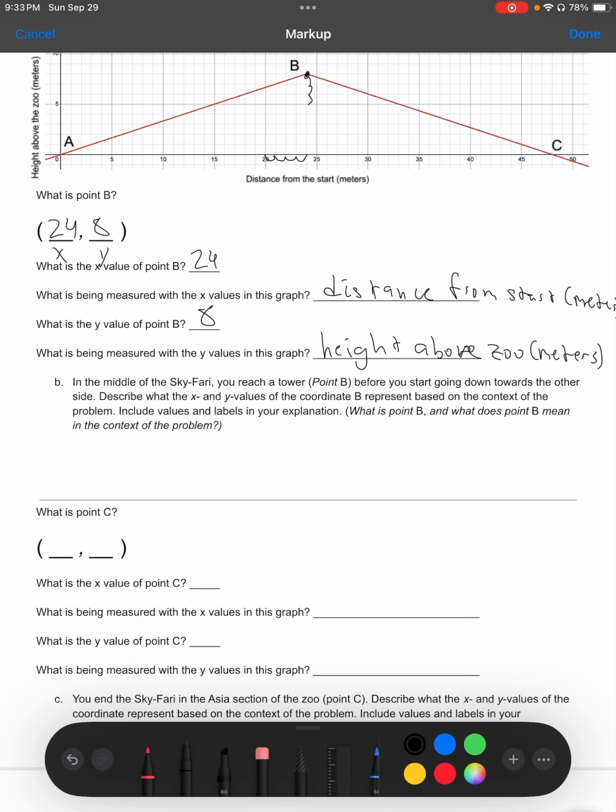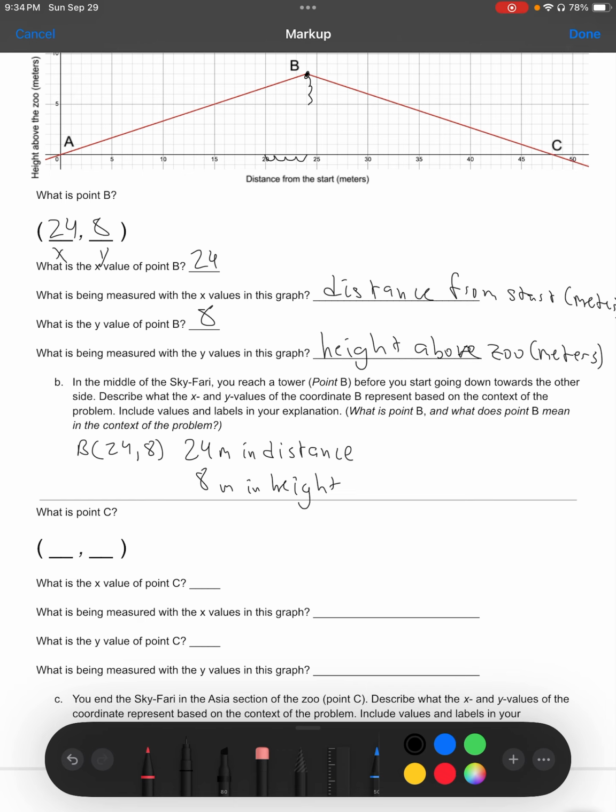So when I ask you to say what is point B, and describe the x and the y values of point B, we would say that point B is 24, 8. That is point B, and it means that we have 24 meters in distance and 8 meters in height. So that is what you should put for question B on the practice test.